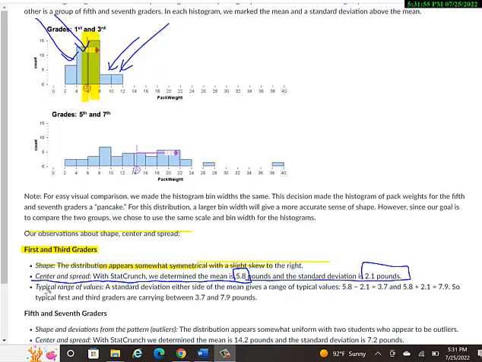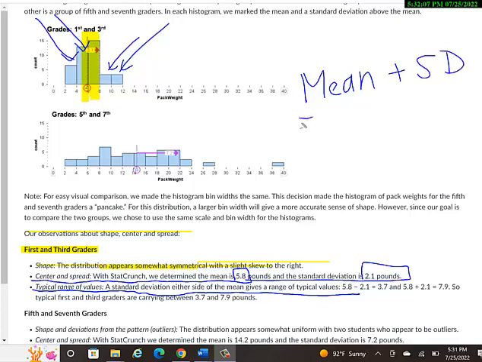Okay. Typical range of values. A standard deviation either side of the mean gives a typical range of values. So you're taking the mean and you're adding the standard deviation to get the highest value of your typical range of values.